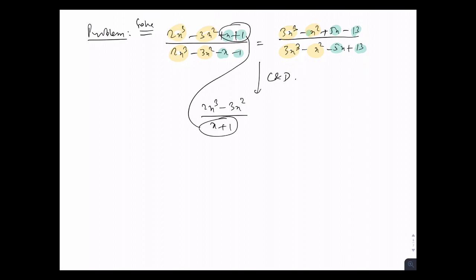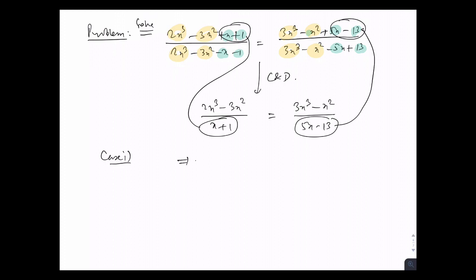Then on the right hand side, 3x cube minus x square have same sign above and below, so they will come in the numerator, and 5x minus 13 will come in the denominator from the numerator. So by that we have got this equation. Now here we will divide the problem into two cases. You can see that if x is equal to 0, then the problem is satisfied, no? Therefore x equal to 0 is a solution to the problem.